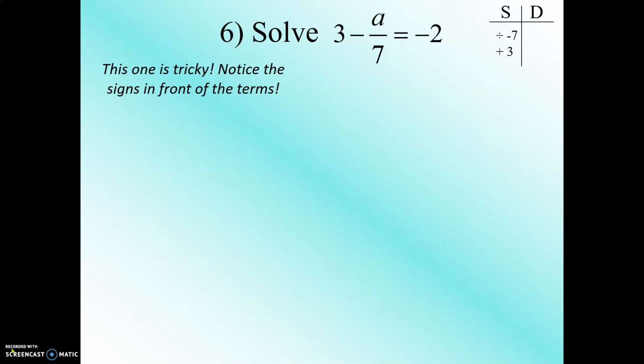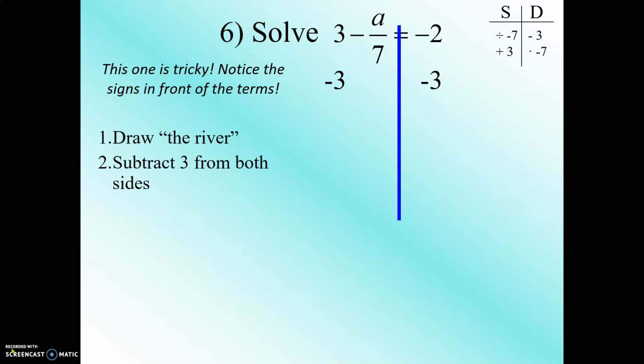Notice the 3 is a positive 3, which we could write as plus 3. But because it's in the first term, the leading term, we don't need to write the plus in front of it. But if it were anywhere else in the equation, we would write it as a plus 3. So because of that, our steps are subtract 3 and multiply by negative 7. Let's see if that works.